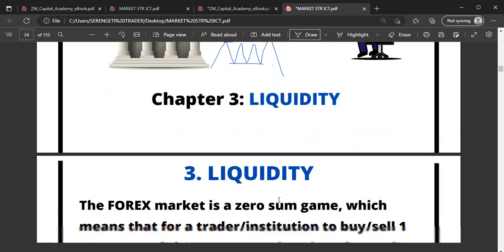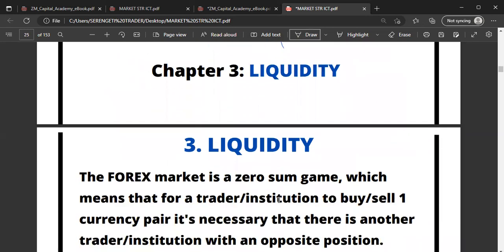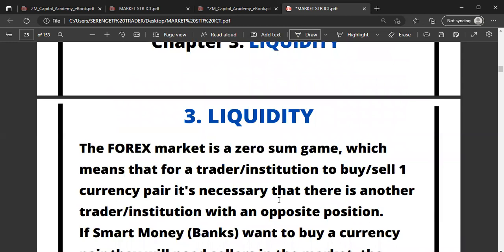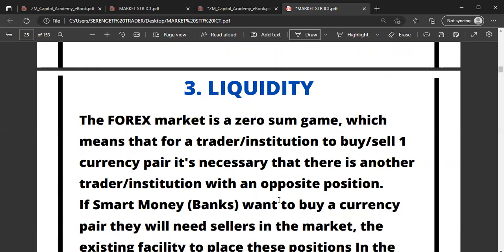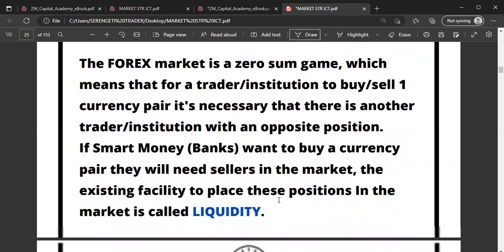Liquidity. Forex market is a zero-sum game, which means that for a trader or institution to buy or sell one currency, it's necessary there is another trader in the opposite direction. If smart money banks want to buy a currency pair, they will need sellers in the market. So this is a simple explanation of why there is always liquidity in the market. Why the market makers, the smart money, always have to create liquidities, have to hunt stop process of some traders. As I said to you, in order for somebody to buy, there should be a seller in the market, is it?